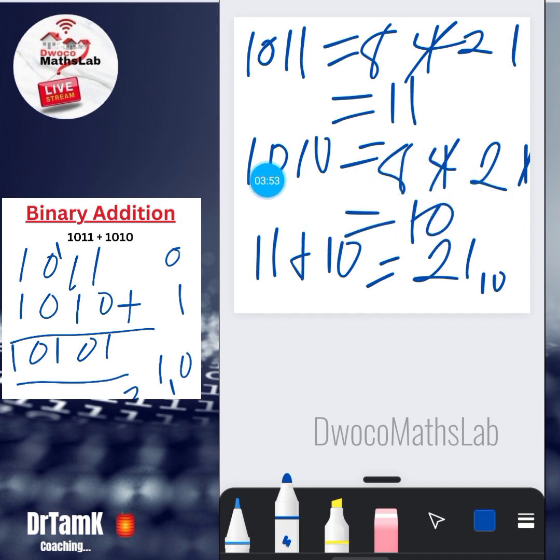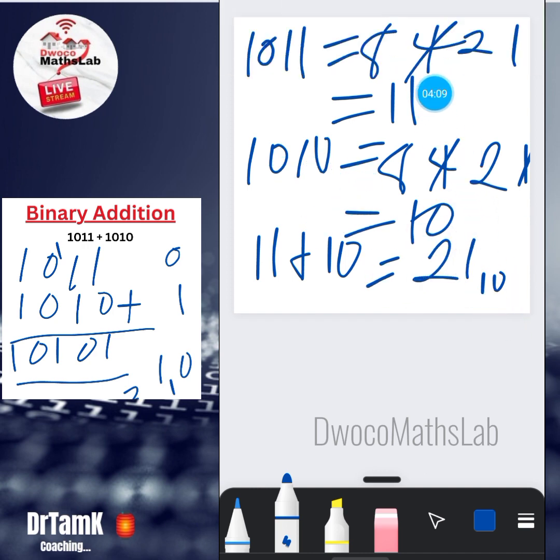Now we have 0 on this position and 0 on this position. So we have to cancel the 4 and cancel the 1. Is that clear? So I left it what? 8 and 2. So 8 plus 2 is what? 10. So your conversion of 1010 to base 10 is what? 10 base 10. Is it clear?